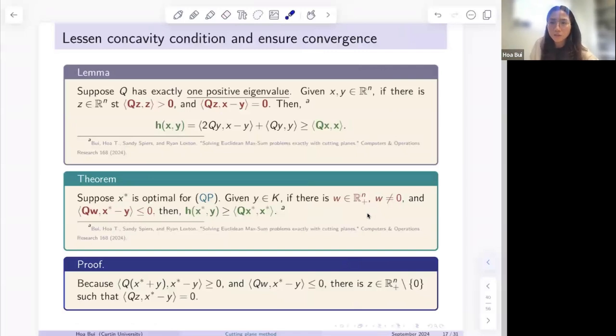So here we use the property of the optimal solution, meaning that when x star is the optimal solution and y is a feasible solution, then the value of the function at x star is bigger than the value of the function at y. That's why we have this one. And then we also have this one because of the property here. The assumption, then the existence of z is given when z is the point in the middle between w and x star plus y. So that's why x star take y is a concave direction.